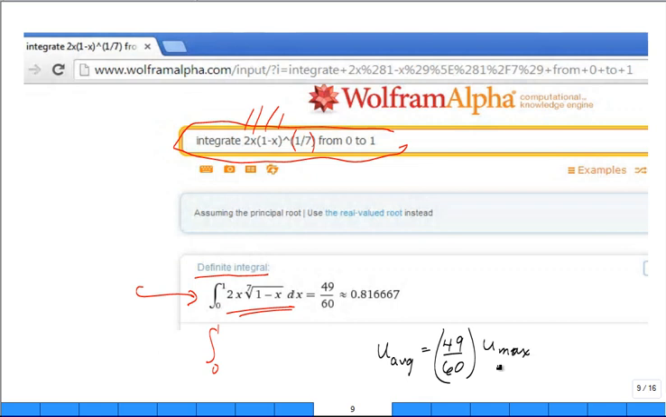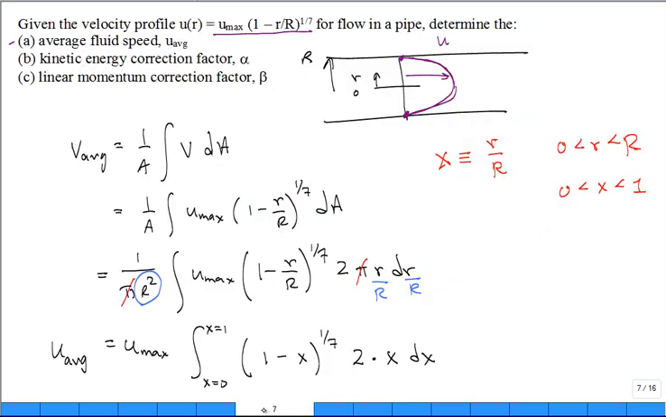All right? So we were able to complete this integral using the online Wolfram Alpha. And so we were able to answer part A. The average speed U average is 82% or 49/60ths of U max. Now, what about the next one? The kinetic energy correction factor alpha. And then the linear momentum correction factor beta.